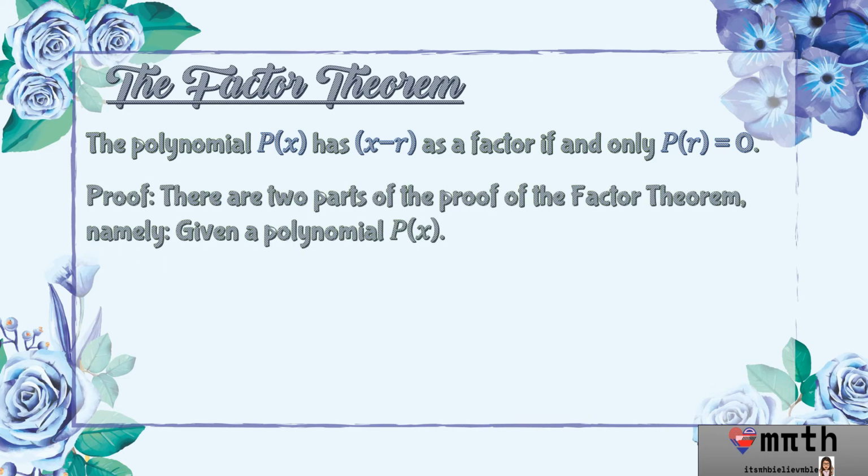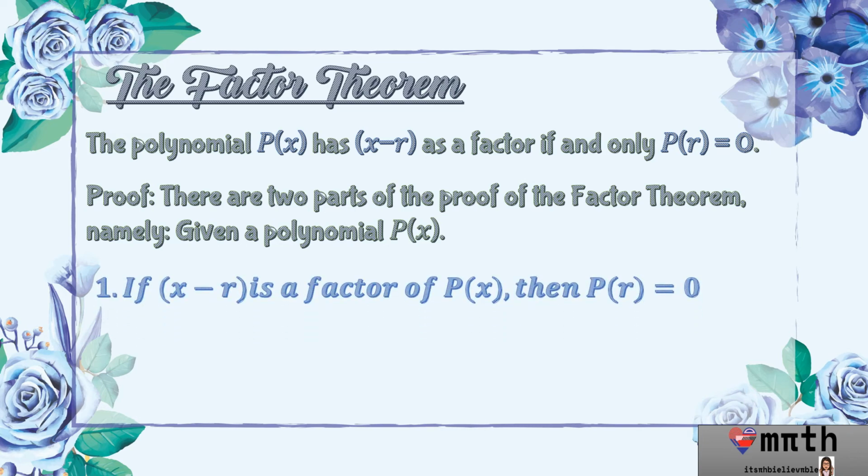Proof. There are two parts of the proof of the factor theorem, namely, given a polynomial p of x. Number 1, if x minus r is a factor of p of x, then we can say that p of r is equal to 0. And if p of r is equal to 0, then we can say that x minus r is a factor of p of x.